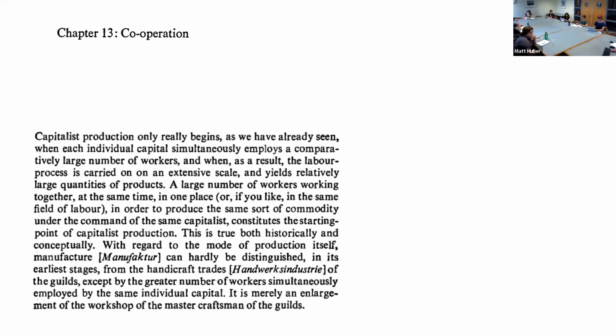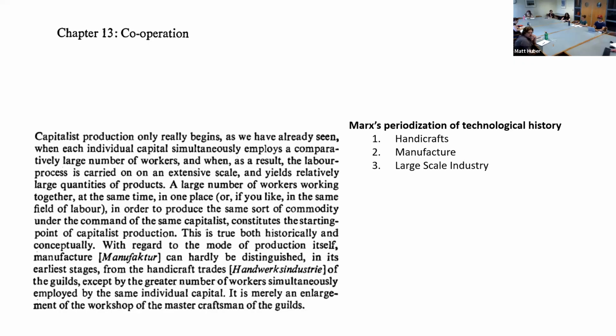Here he starts to introduce key phrases, which you should keep an eye on. He periodizes, if you will, historically, a kind of succession of technological complexity or technological development in the production process, where handicrafts are one stage, manufacture is the one we're really into in chapters 13 and 14. And then chapter 15 is all about what he calls large scale industry, which is the development of machinery and automation and that kind of stuff.